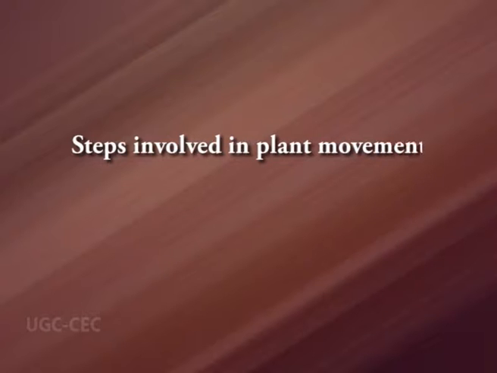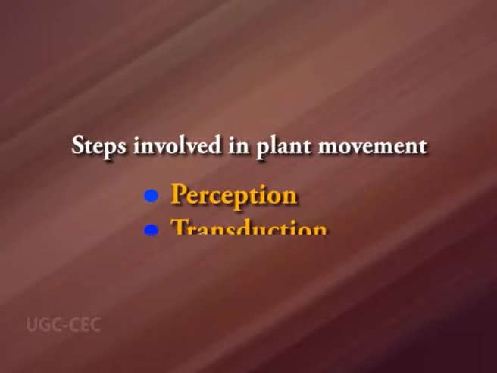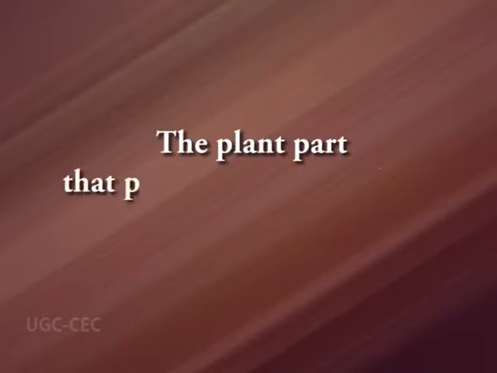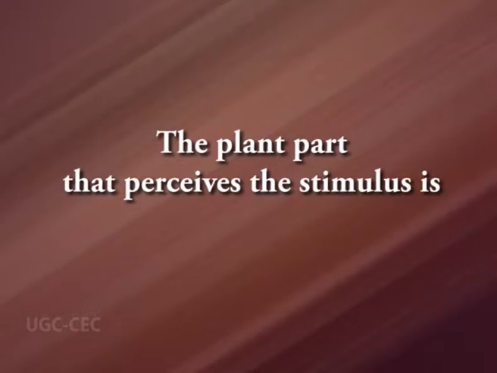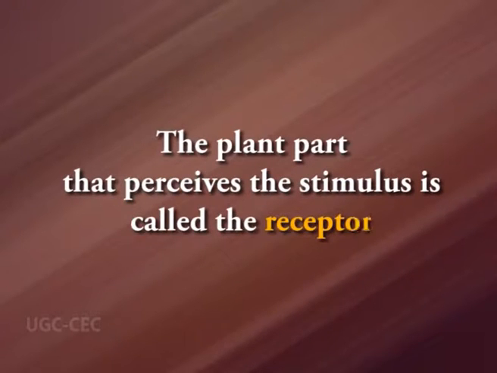Broadly, plant movements are accomplished in three main steps. Number one is perception. Number two, transduction. And number three, response. Firstly, the stimulus always acts on some internal plant machinery, and the plant part that perceives this stimulus is called the receptor.